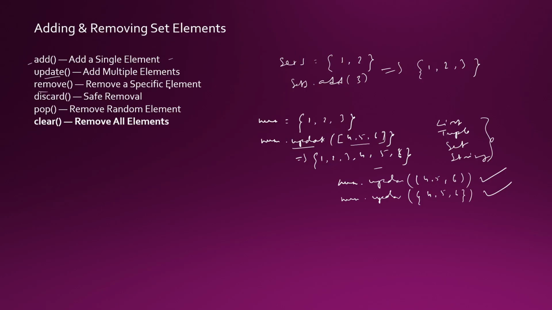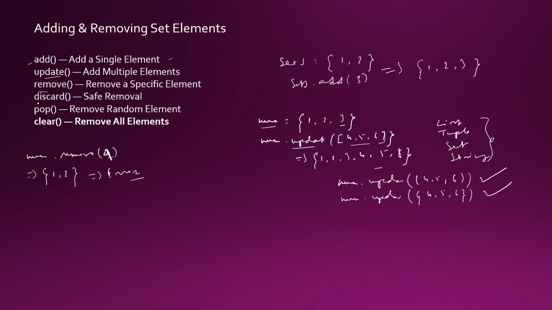Next is remove a specific element. For example, this is my set. Now if I write num dot remove, and I pass 3, it will remove my element 3, and finally it will give me the set as 1 and 2. But if this value is not present, suppose we pass 4, then it will show me an error, right?